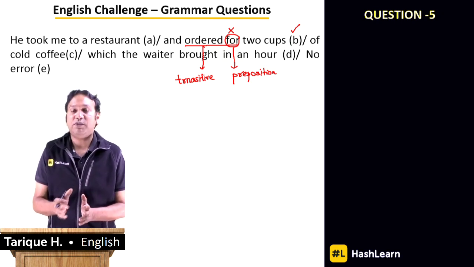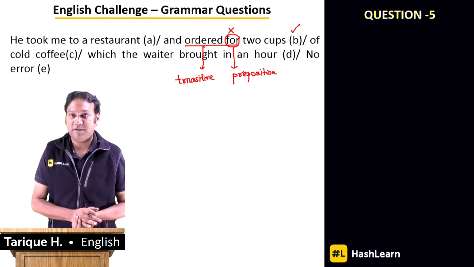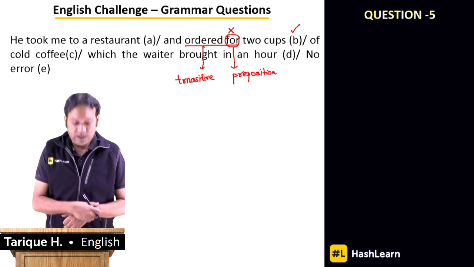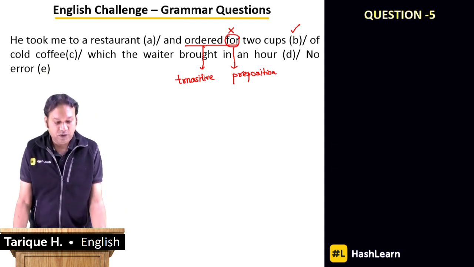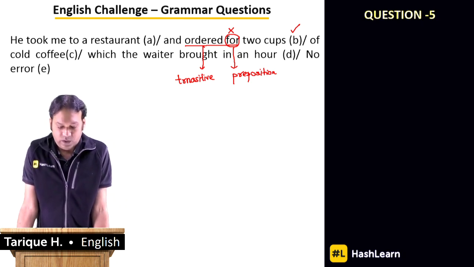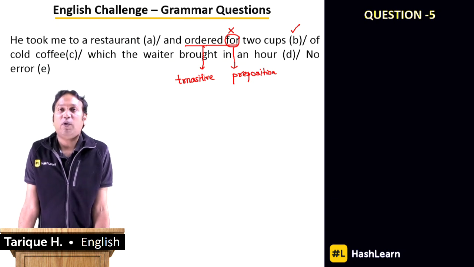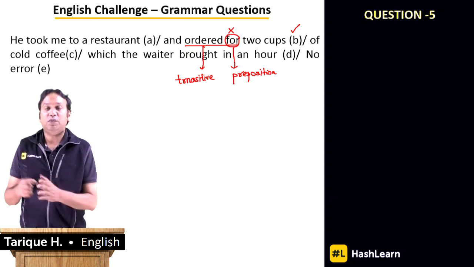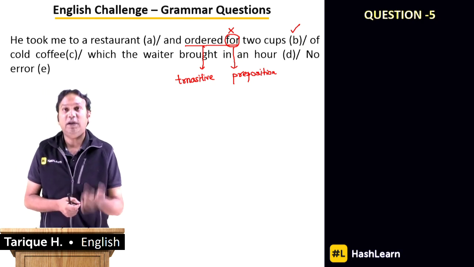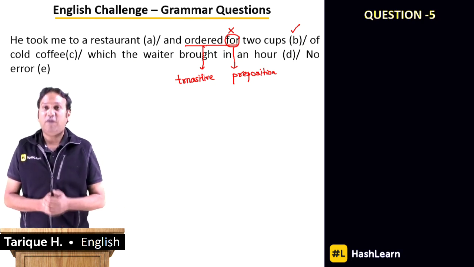So here the rule that I'm using is that ordered is a transitive verb. It does not require the preposition for, which is why the correct sentence should be that he took me to a restaurant and ordered 2 cups of cold coffee, which the waiter brought in an hour. So you should say, what have you ordered? I have ordered 2 cups of coffee, not I have ordered for 2 cups of coffee. With ordered, we don't need the preposition for.